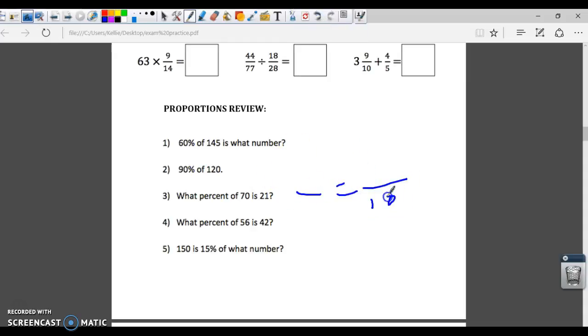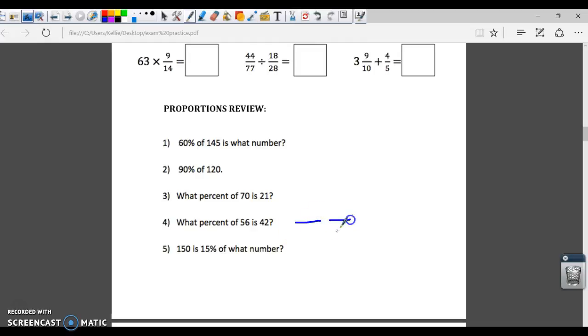Our next one, what percent? Remember, what is x? So it's not giving us the percent. So x moved over here. Of 70 is 21. This time you're going to cross multiply this way, right? So you have 21 times 100. So basically you're adding on 2 zeros. So 21 times your 100 divided by 70 this time. And 2, 1, 0, 0 divided by 70, you have 30. So that is going to be 30% for number 3.